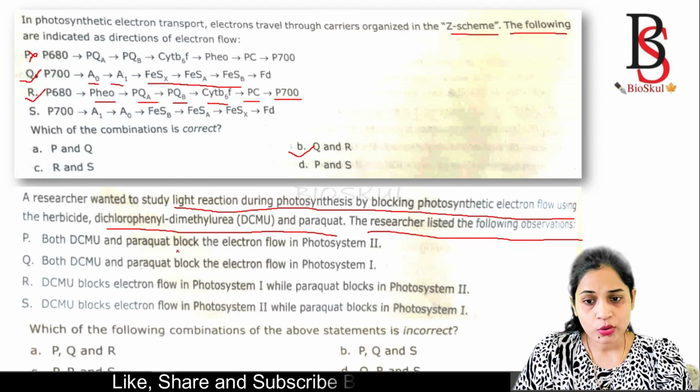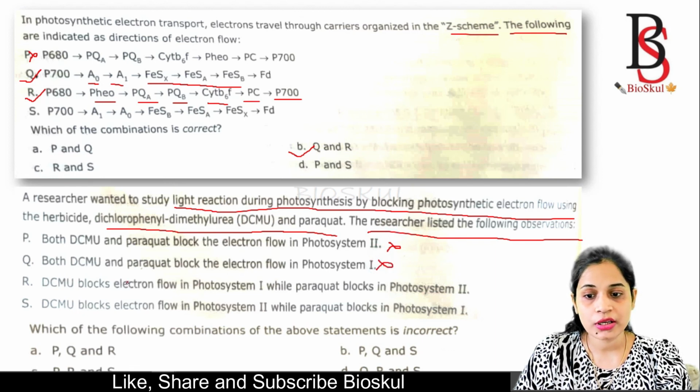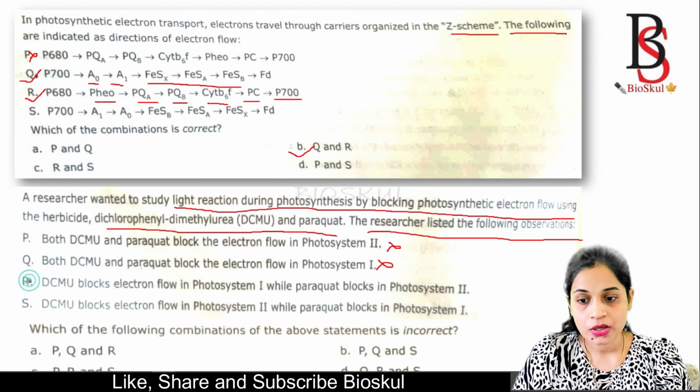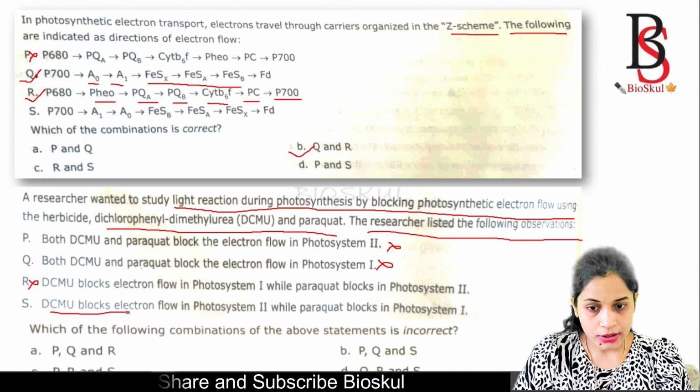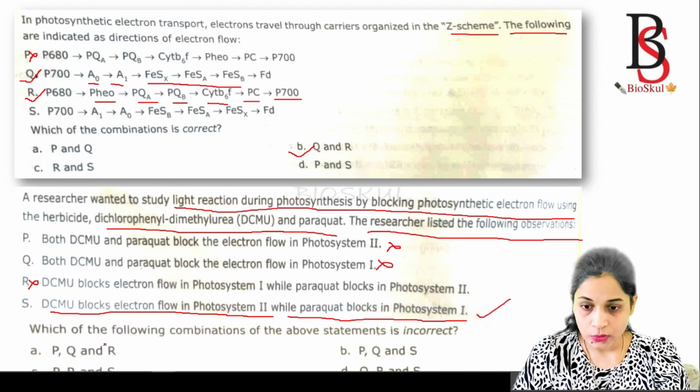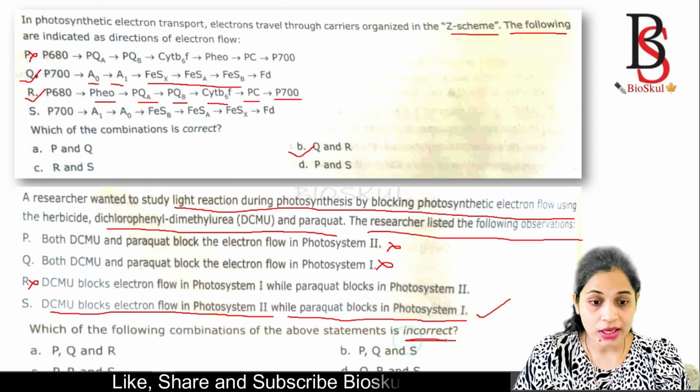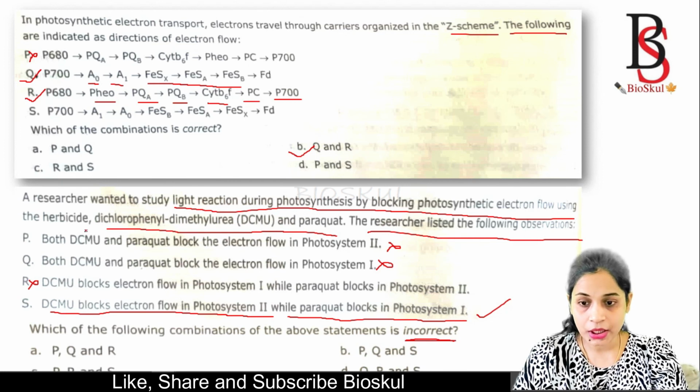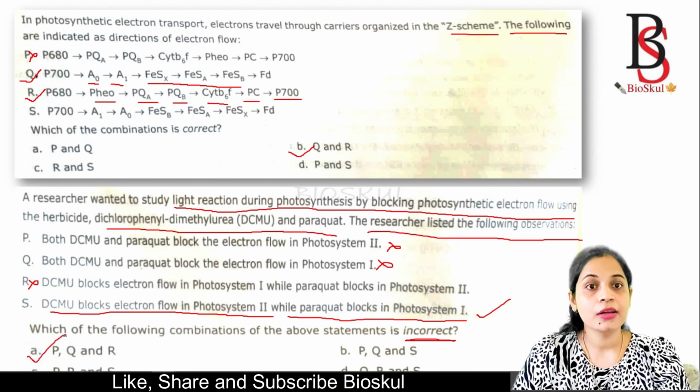Okay, both DCMU and paraquat block the electron flow in photosystem 2. No. Both DCMU and paraquat block the electron flow in photosystem 1. It is also incorrect. DCMU blocks the electron flow in photosystem 1. No, it will block the electron transport in the photosystem 2. So this one is also incorrect. DCMU blocks the electron flow in photosystem 2 while paraquat blocks the photosystem 1. This one is correct. Let's see what the question asks. It asks which one of the following combinations of the above statements is incorrect. Which one is incorrect? So incorrect are the P, Q and R. That is option A is the correct answer.